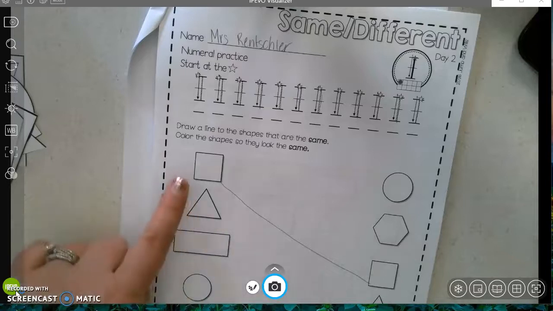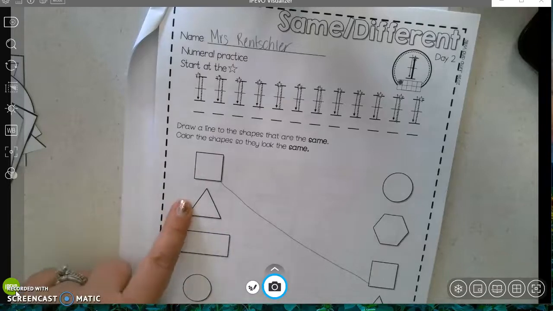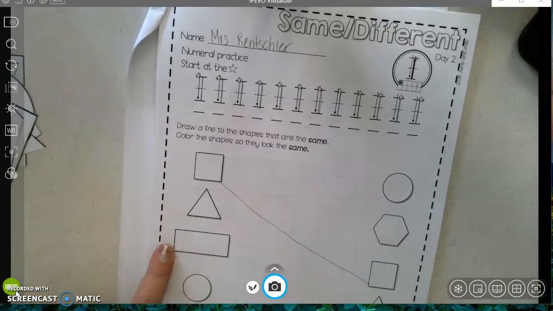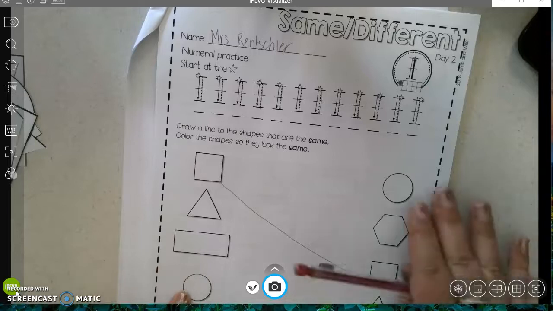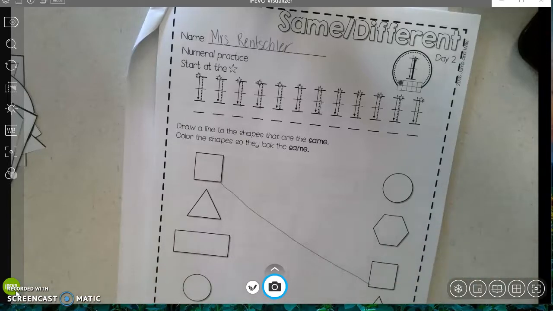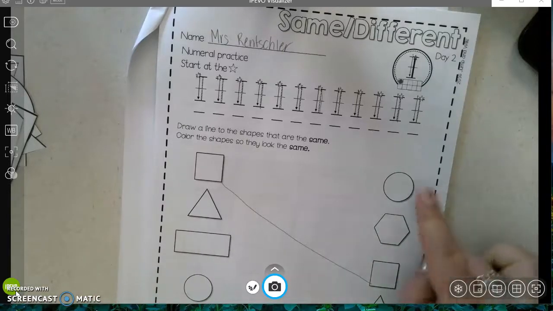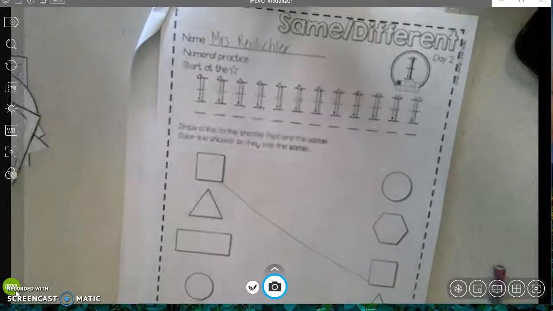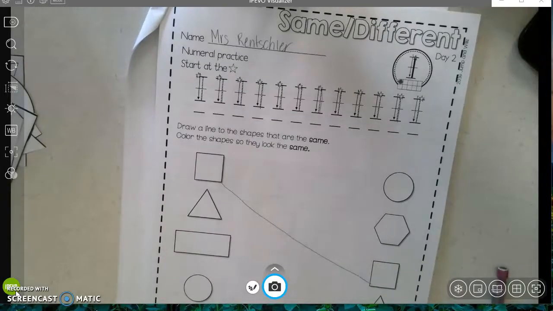Okay? Then I'm going to say, oh, this is a triangle. I need to find a triangle over here. Here's a rectangle. I need to find a rectangle. Here's a circle. Find a circle. And then here's a hexagon. I need to find a hexagon. Once I have my lines drawn to my shapes, I am going to color them so they look the same.